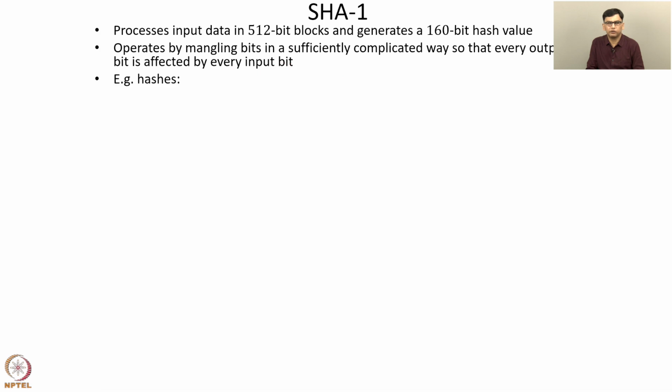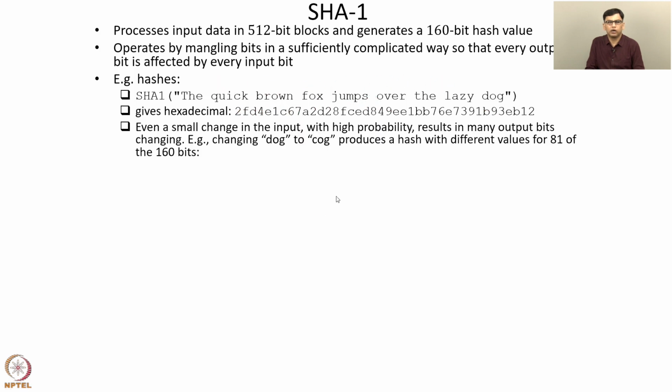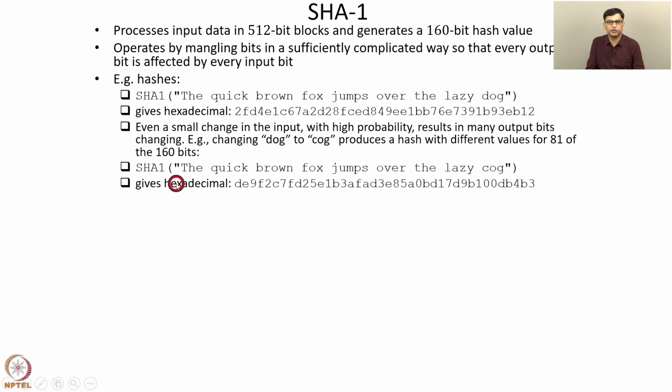Some example hashes are as follows. The hash value of the input string, which is given by this, is shown here. So this is the hash value SHA-1 of this input. Now, even if we make a small change in the input, then with a high probability, many output bits change. For example, in this sentence the word is dog. If we just change one letter in it to cog, and we find out the hash of the modified sentence, then we get a hash with different values for 81 of the 160 bits. So this shows the result.